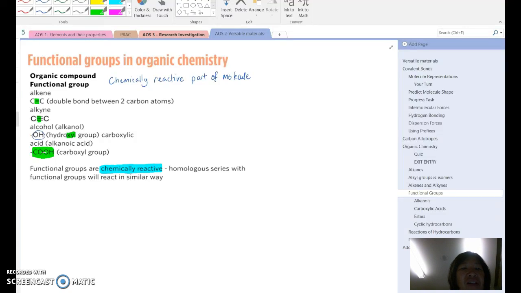In alkenes, the functional group is the double bond between the carbon atoms. In alkynes, the triple bond. In alkanols, it's the OH group known as the hydroxyl group. And in carboxylic acids, it is the COOH group. So functional groups are chemically reactive. Homologous series with functional groups will react in a similar way.